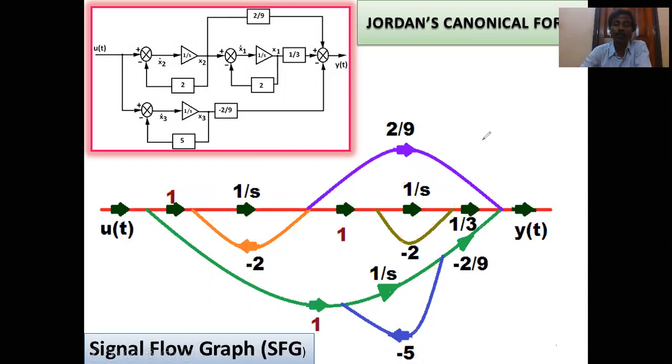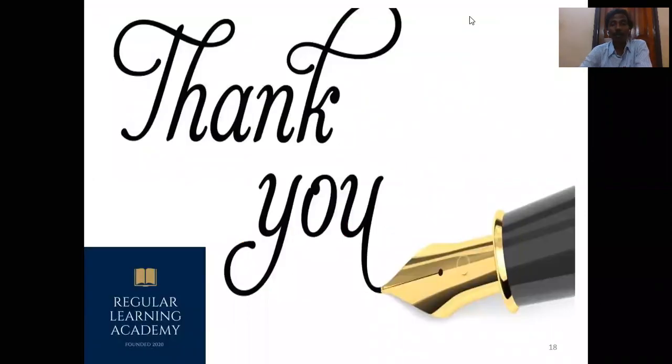This is the signal flow graph. What is the output? Output y of t equals 1 by 3 into x1 plus 2 by 9 into x2, and this is minus 2 by 9, and this is the x2 path and this is the x3 path. So this is the signal flow graph for Jordan canonical form. Thank you.